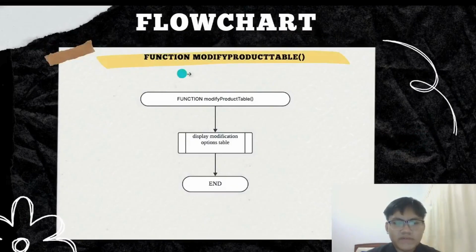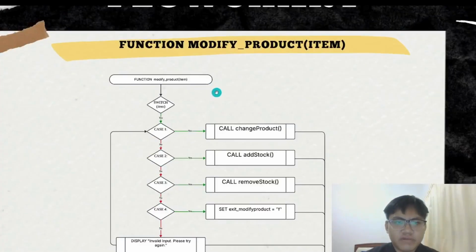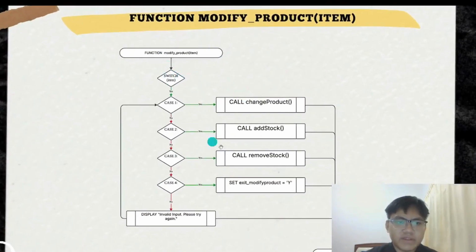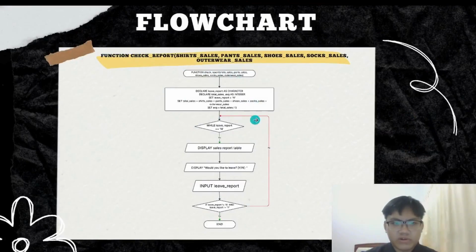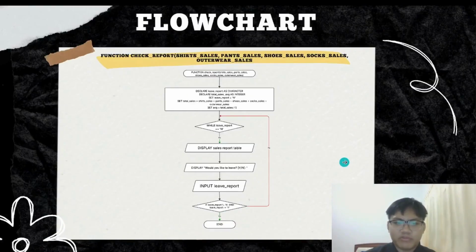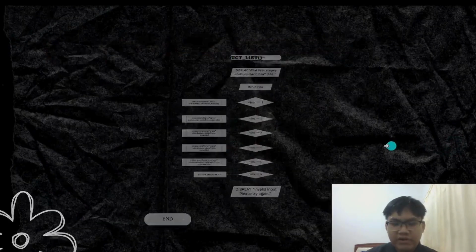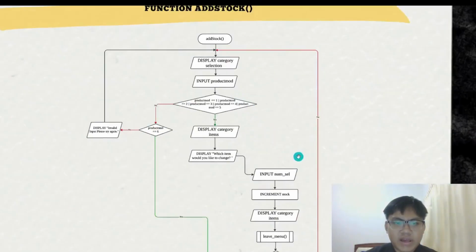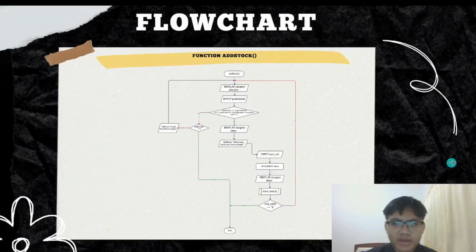The next one is the function modify product table. It just shows the modification table. Next up is function modify product, based on the item they receive, which is here. It's the function check report, all of these, declaration, options, and then leave report. Product list just displays items based on what they wanted to view. Add stock allows the user to add stock here, and if it's invalid, it'll just go back up there.